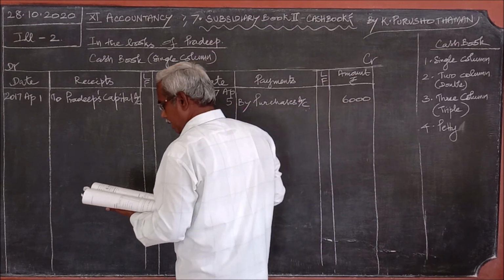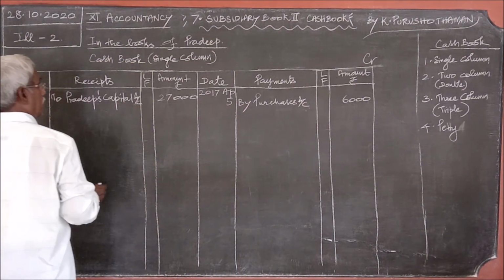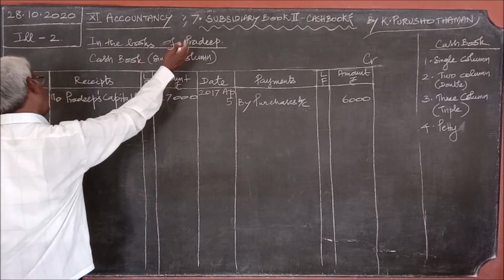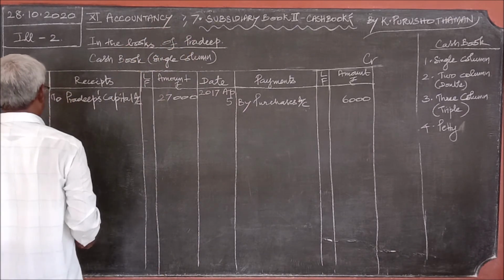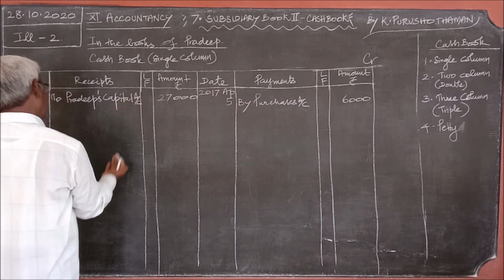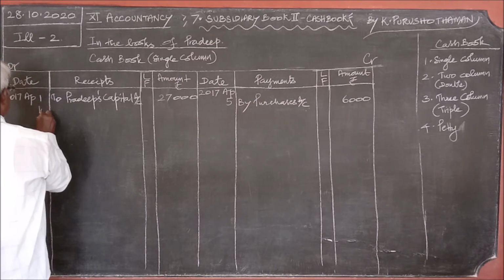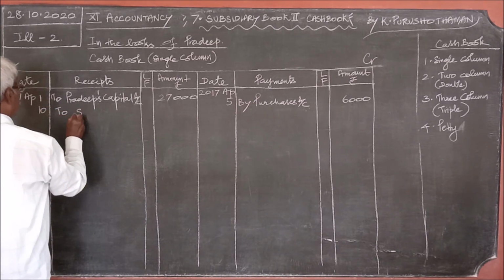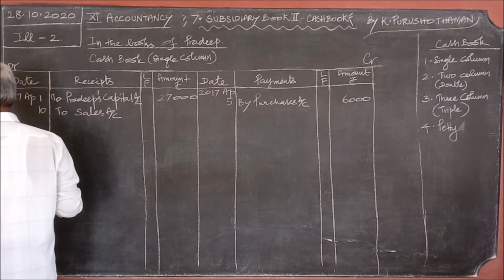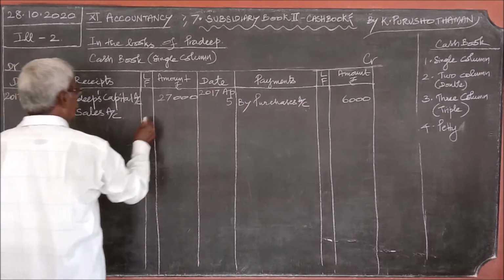Then, 10th, goods sold for cash. Because when goods are purchased, we will pay the cash. When goods are sold, we will receive the cash. When goods are sold for cash, cash will always come in. Therefore, on the receipt side, the date 10th, to sales account, 11,000.